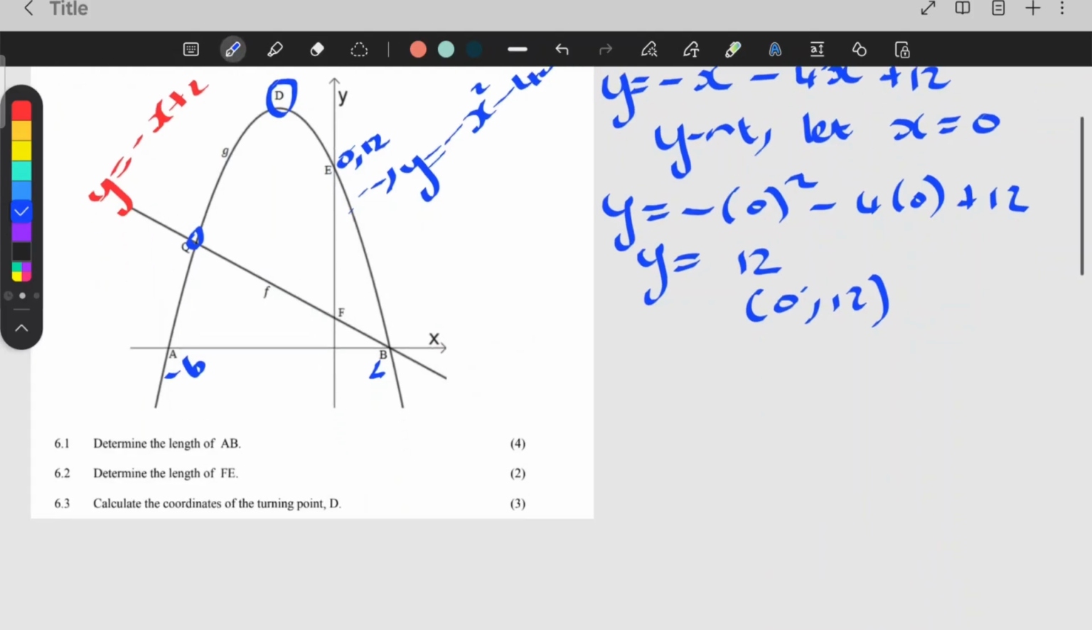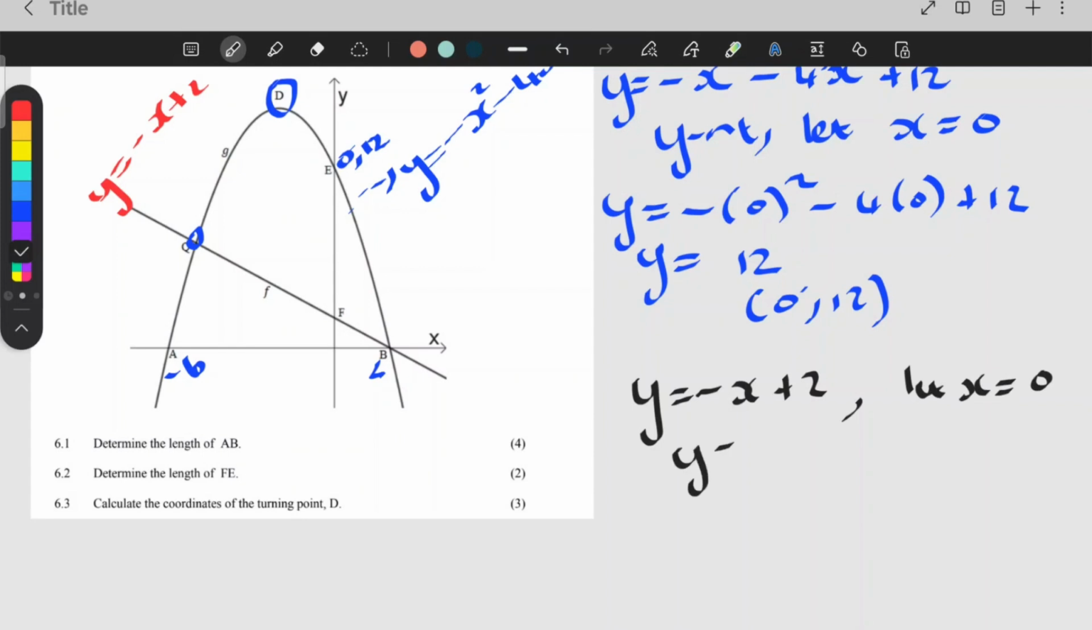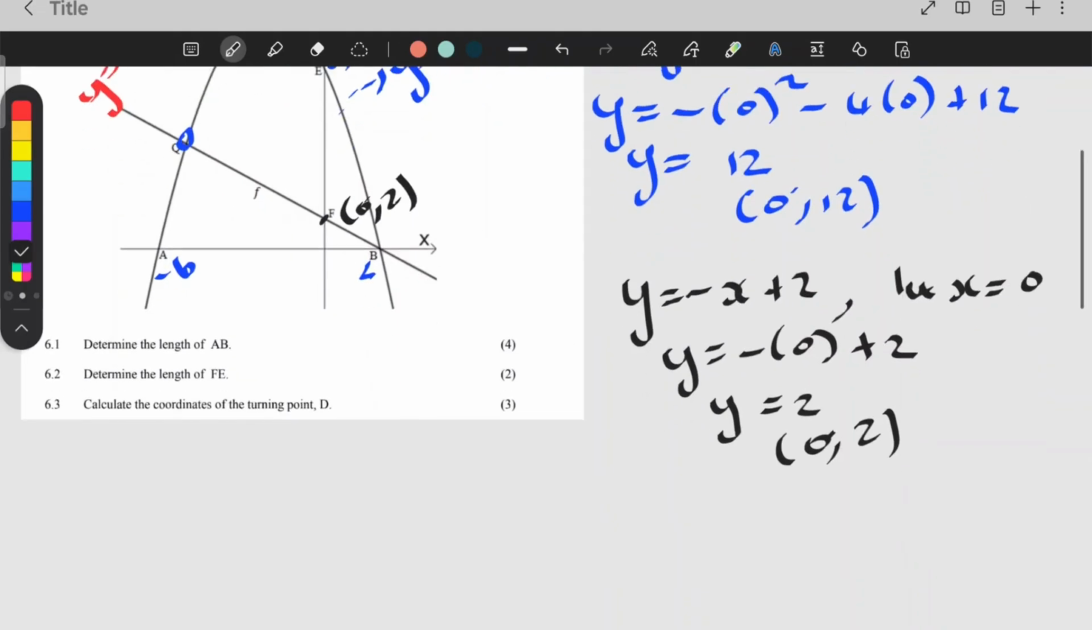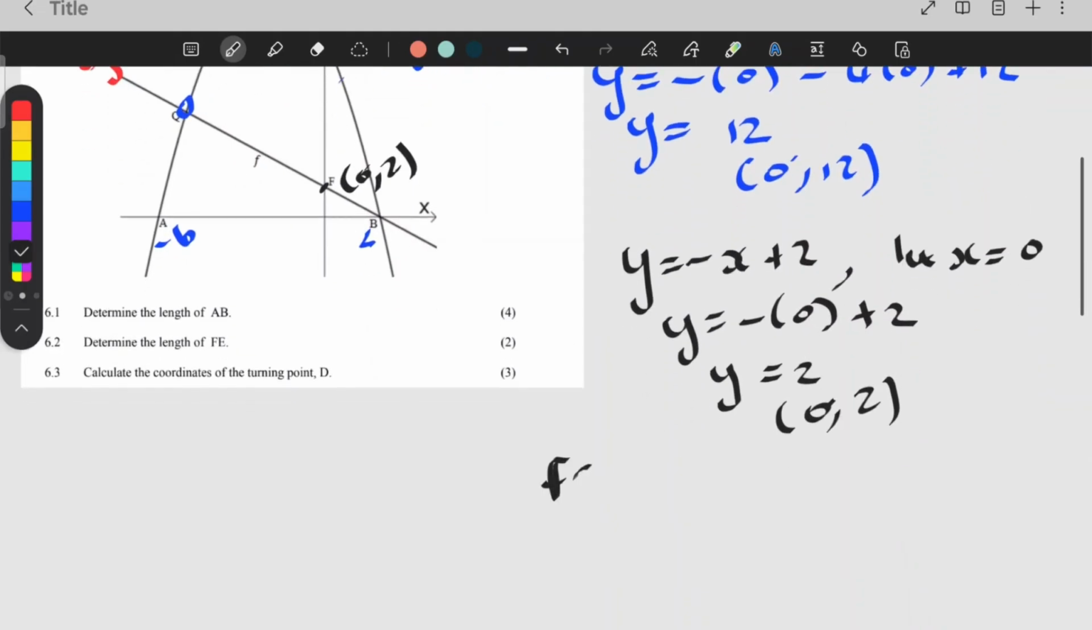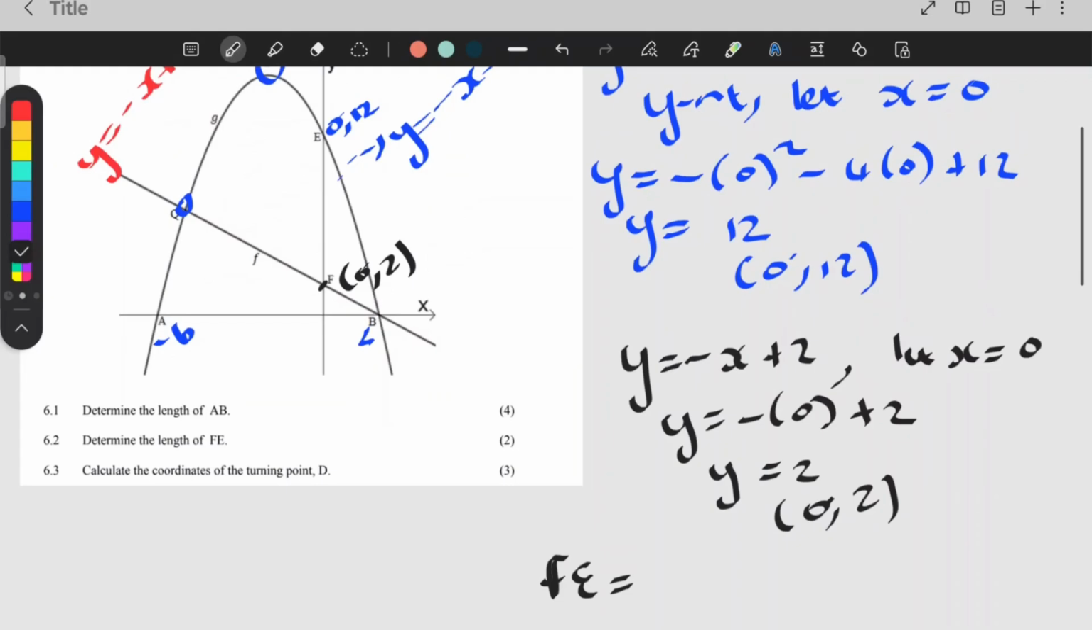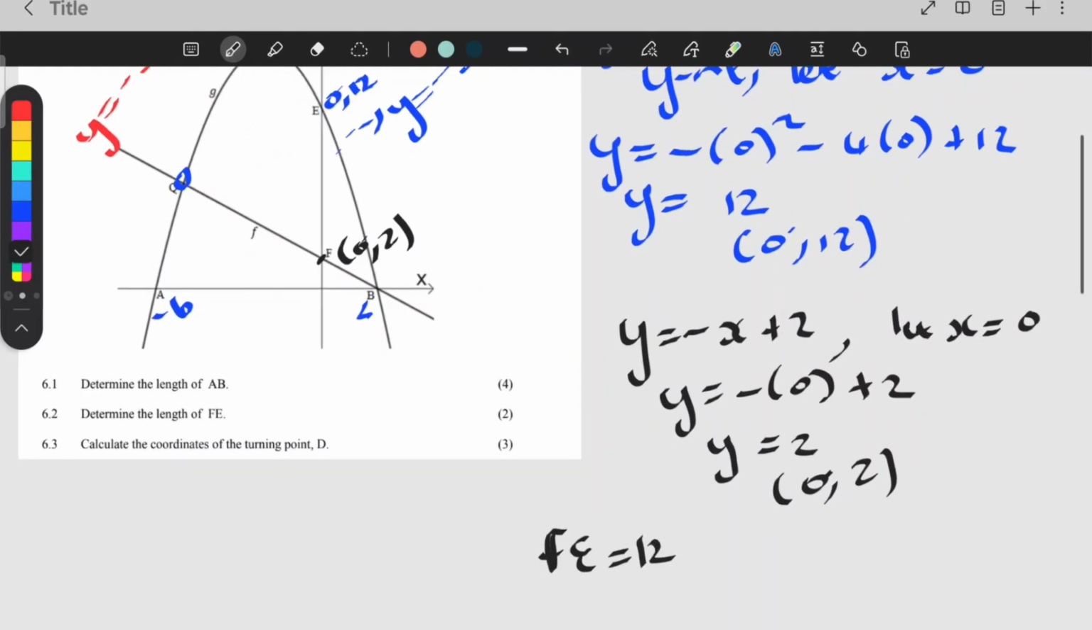Okay, so let's work out F. F is the y-intercept of the straight line. So for the straight line, I write the equation down and I make x 0. So let x be 0. y is equal to negative 0 plus 2. I get my y to be 2. So that y-intercept is (0; 2). So I go here by F, that is (0; 2). So now I have to work out the length of FE. Because it's just a vertical line like that, I just say the biggest y minus the smallest y, which gives me 10 units.